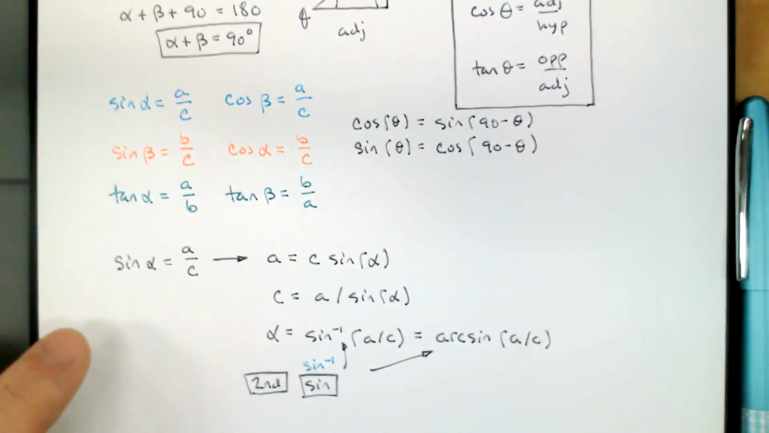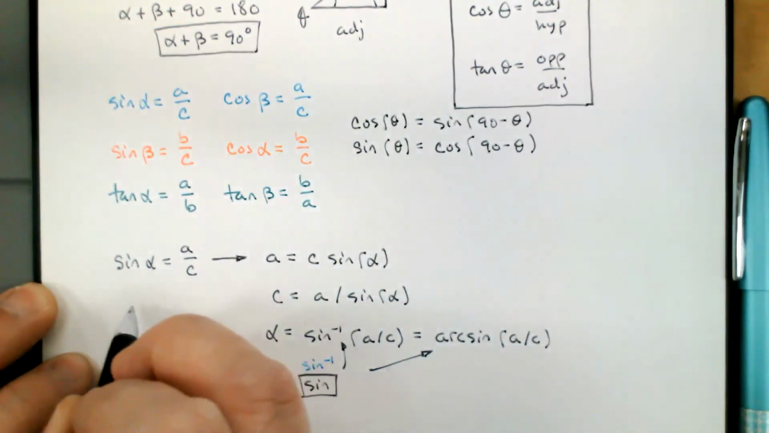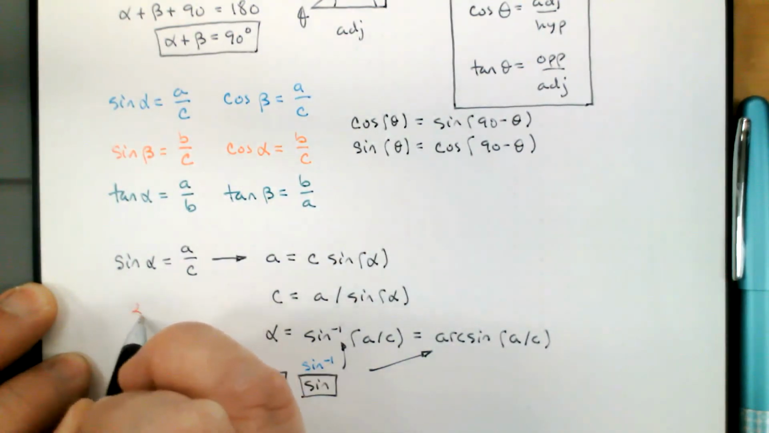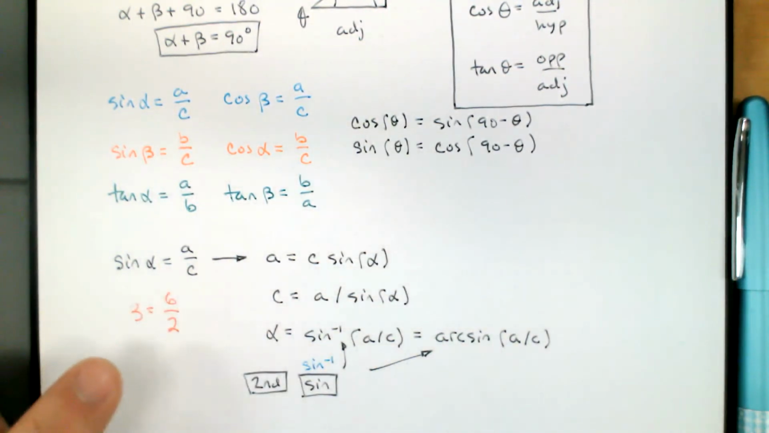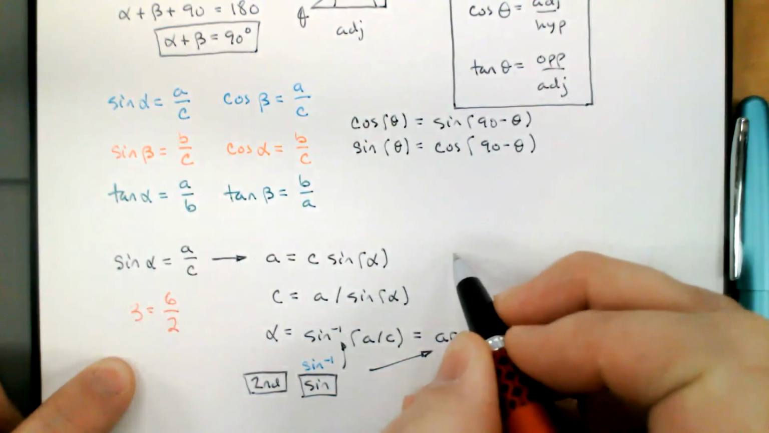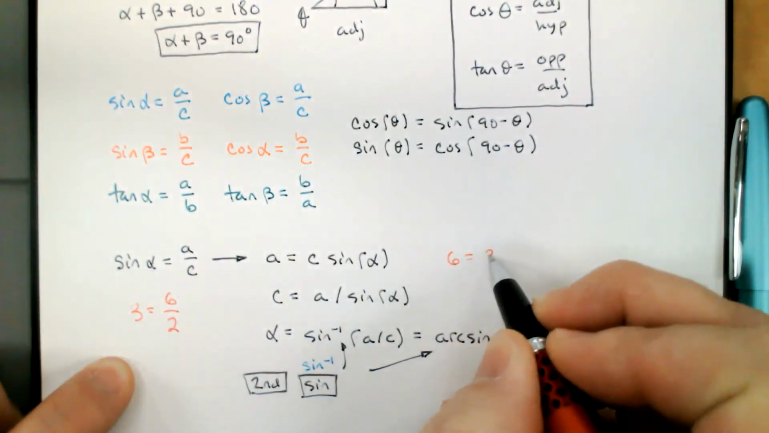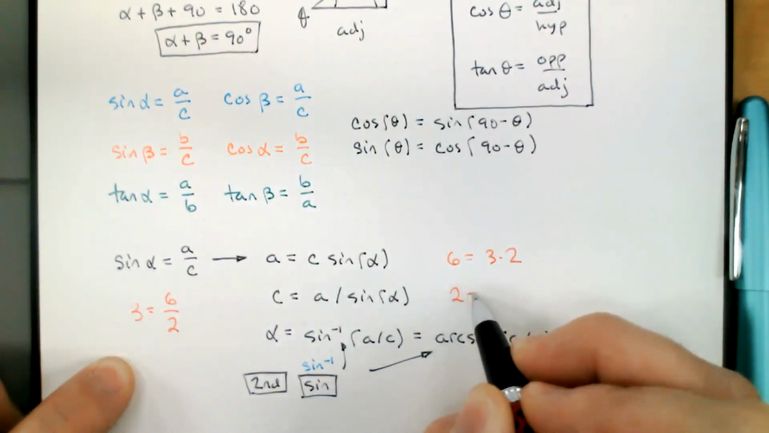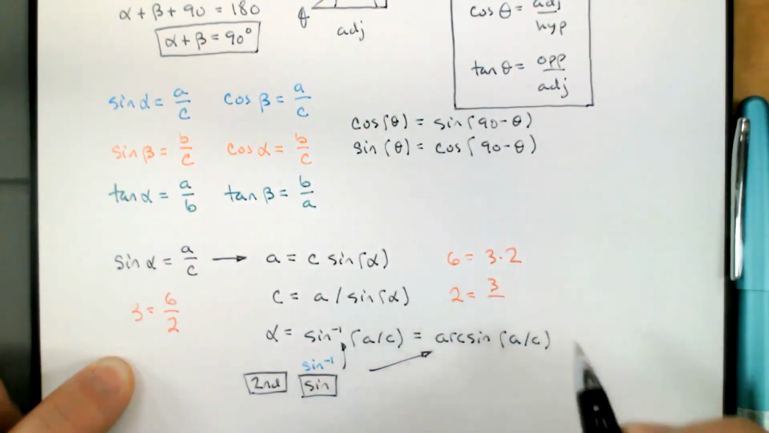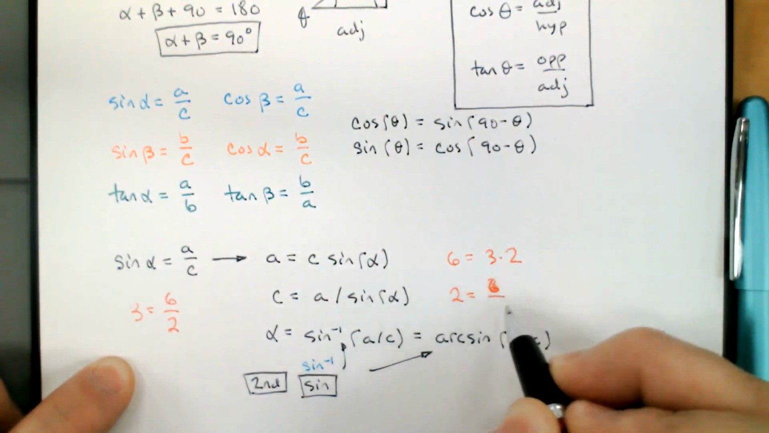If you read sine of alpha equals A over C, that's like saying that 3 is equal to 6 divided by 2. And we can solve this for the 6 by saying 6 is equal to 3 times 2. Or we could solve it for 2 by saying 2 is equal to 6 divided by 3.